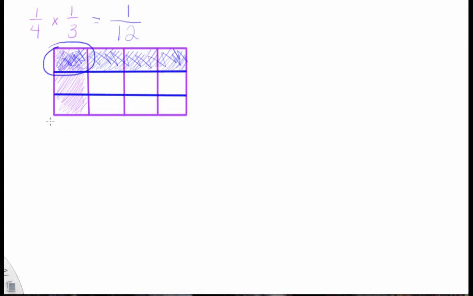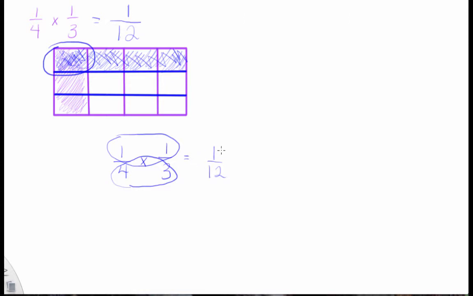So right now I'm going to show you how to do the same problem, but we're not going to use a picture. So I'm going to write out 1/4 times 1/3. And this is a lot like when we multiplied fractions with whole numbers in the other video. We just multiplied the numerators together first, and we get 1 times 1 equals 1. And then we multiply the denominators together. 4 times 3 is 12. So when we multiply the numerators and the denominators, we get 1/12.